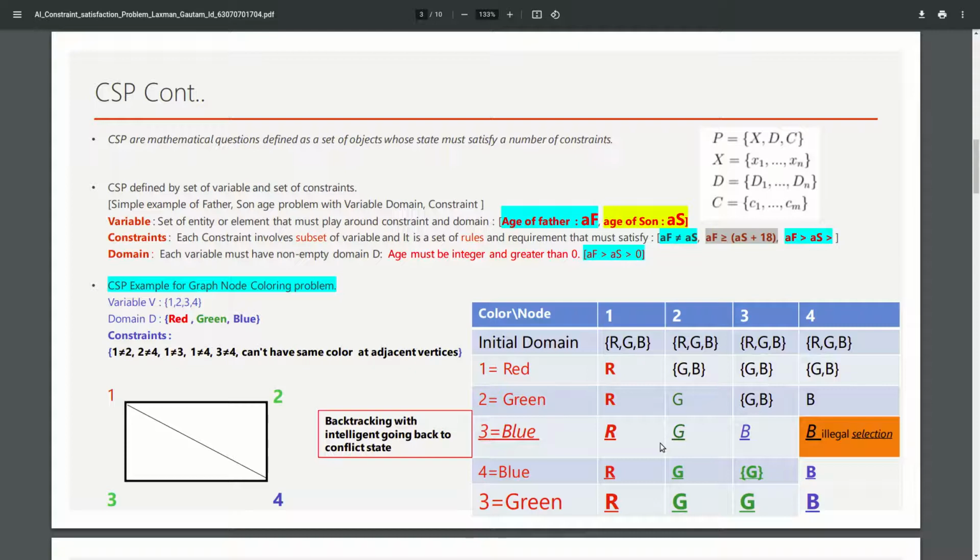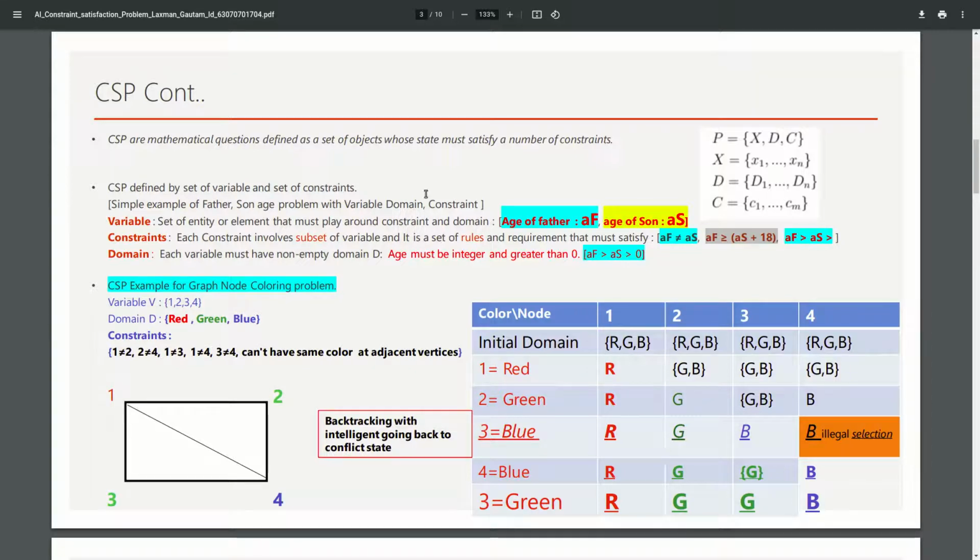And the set of constraints applies to the subset of variables, to enforce the rules that we must satisfy throughout the solution of the problem, until we reach the goal state. The constraints could be more than one, and can be denoted as c1 to cm.